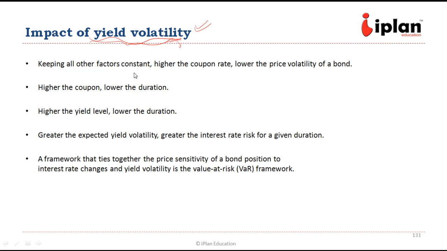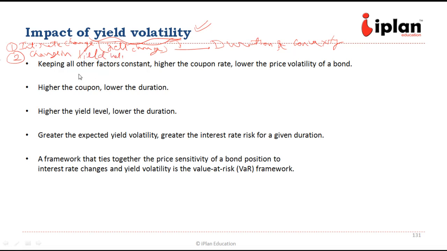So there could be two ways in which the price of a bond gets changed. One is due to interest rate change or yield change. We measure this based on duration and convexity. And the second factor which can impact the bond price is change in yield volatility.